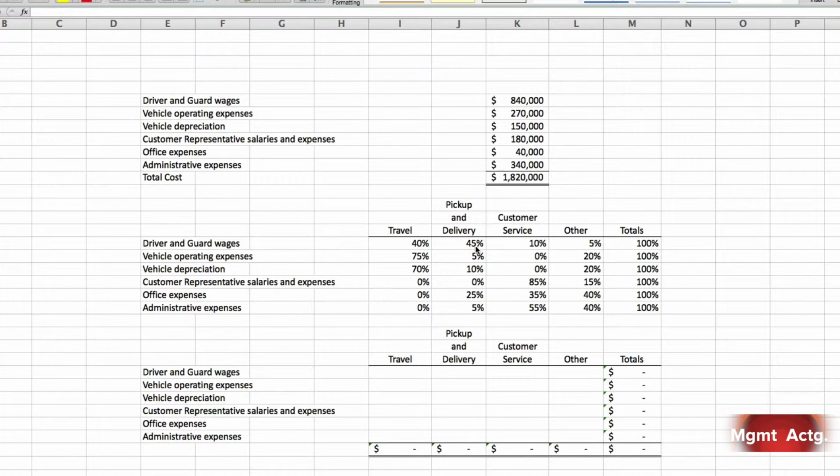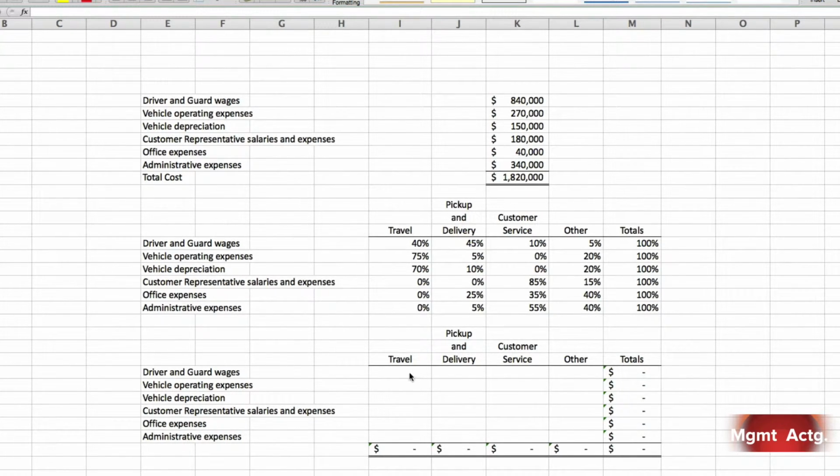45% should be in this activity pool. 10% of the driving and guard wages are really for customer service. 10% of their time is dedicated towards customer service. And then there's 5% where we feel that it doesn't really fit in any of these categories. So we should get a total of 100%, because we have to apportion the full cost. So across all four, it should total 100% for each of the six categories.